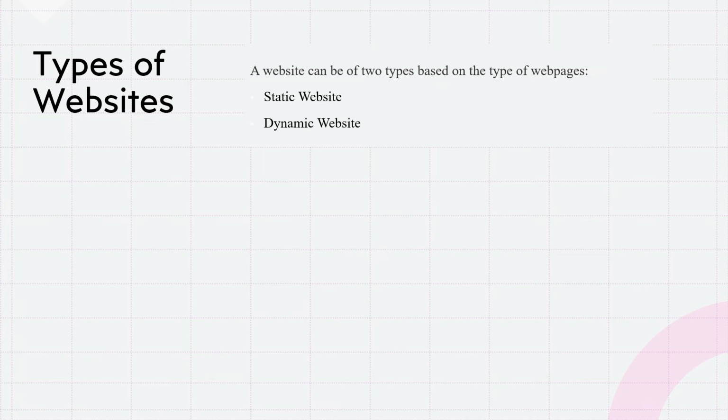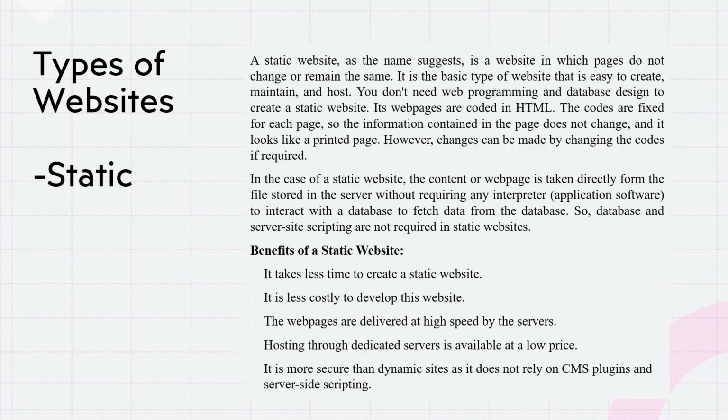Let us understand how many types of websites there are. A website can basically be of two types, a static website or a dynamic website. A static website, as the name suggests, is a website in which pages do not change or remain the same. It is the basic type of website that is easy to create, maintain, and host. You don't need web programming and database design to create a static website.